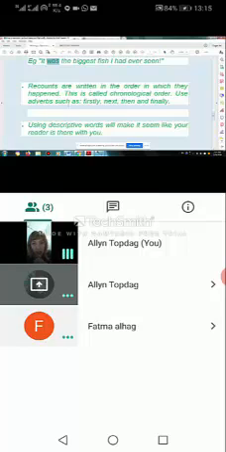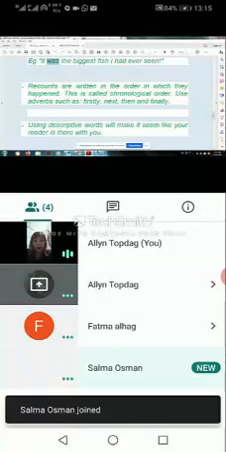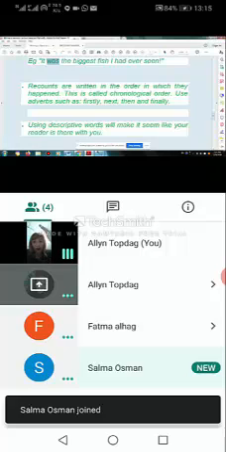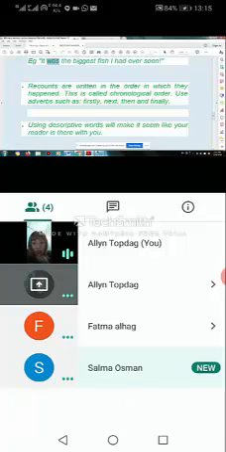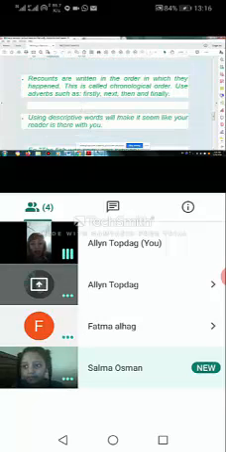What else? Recounts are written in the order in which they happened. This is called chronological order. Use adverbs such as firstly, next, then, and finally. Do not forget to use them when you write a recount, in order for the reader to understand the flow of the writer's experience. Basically, because this is going to be your recount, it should be your own experience.